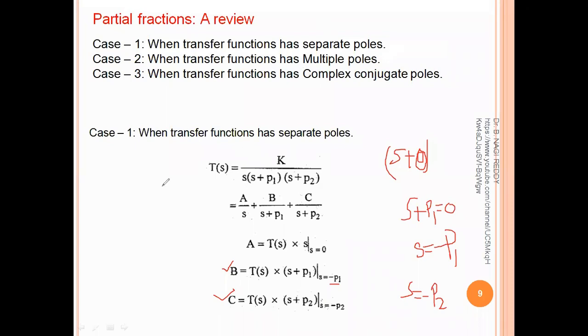Let's check an example for this first case. Here we have three poles: 0, p1 and p2. These three poles are not equal. That's why this is case 1, which is separate poles. Separate poles means the value of 0, the value of p1 and the value of p2 are not equal. That's why it is the separate case. So check this concept with an example.